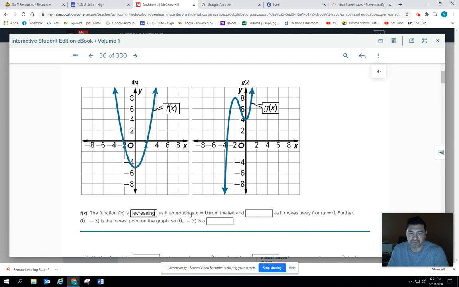Okay, so as it approaches x equals 0 from the left, and blank as it moves away from x equals 0. So as it is going away, here's x equals 0, right? This is our value 0. As it's going away, what's happening? It's either increasing or decreasing. It is increasing. So I'm going to go ahead and type that in.